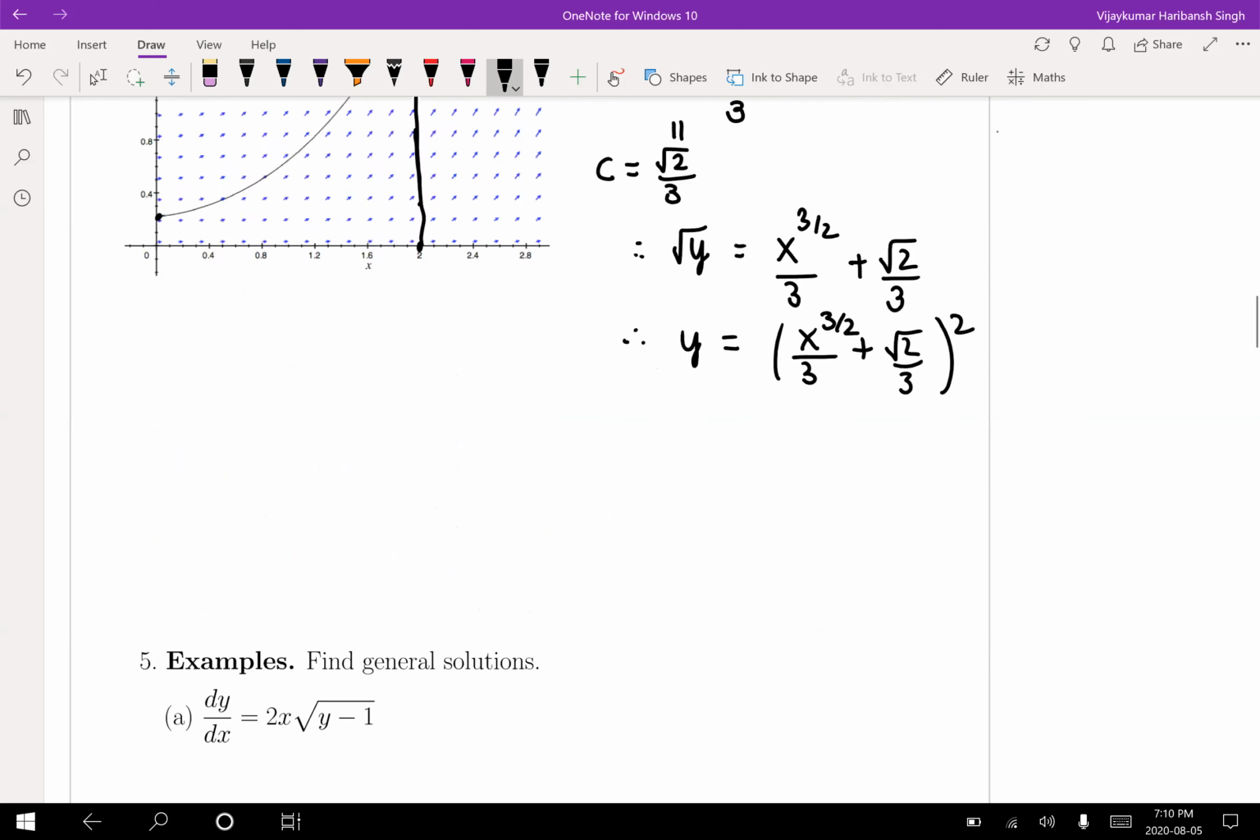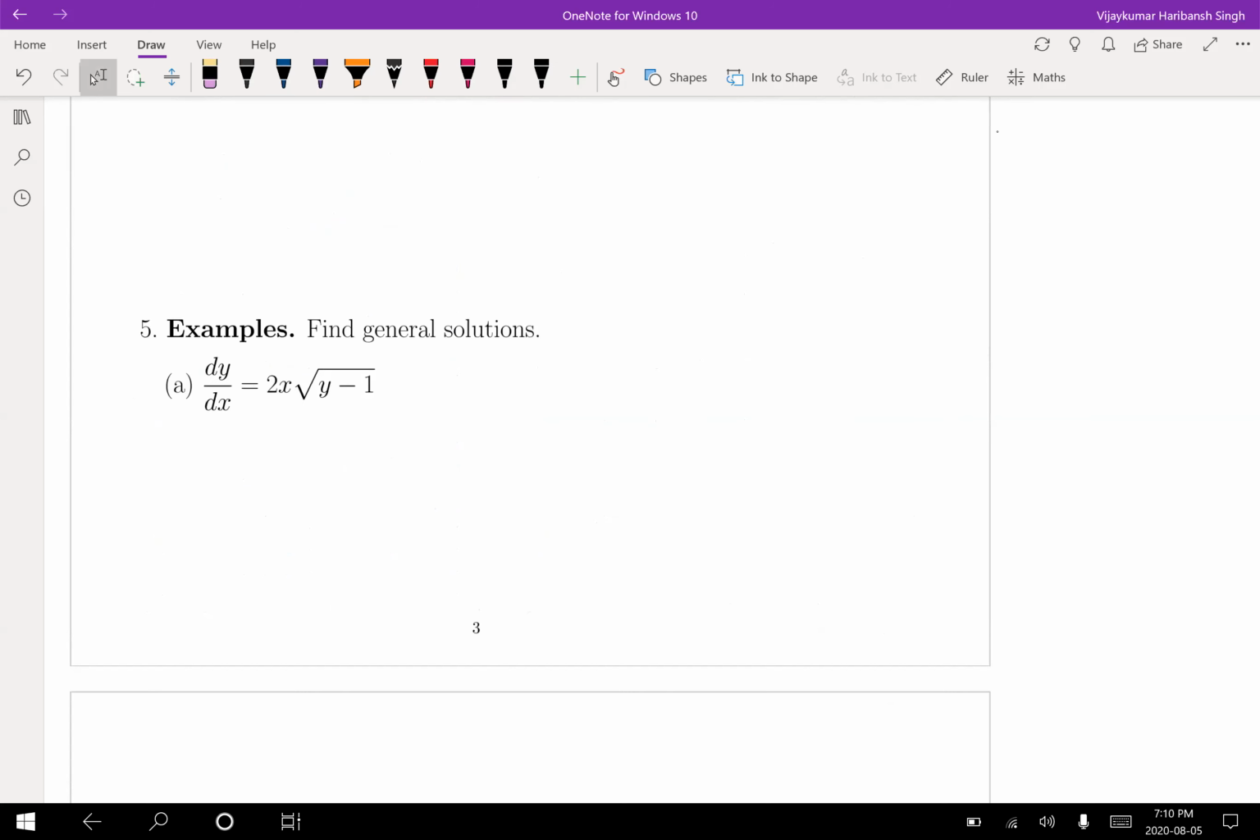Now let's look at another example. Find the general solution for dy by dx equals 2 square root of y minus 1. So again, what we do is, this is a separable equation. So separate, we get dy by square root of y minus 1 equals 2x dx. Then we integrate.